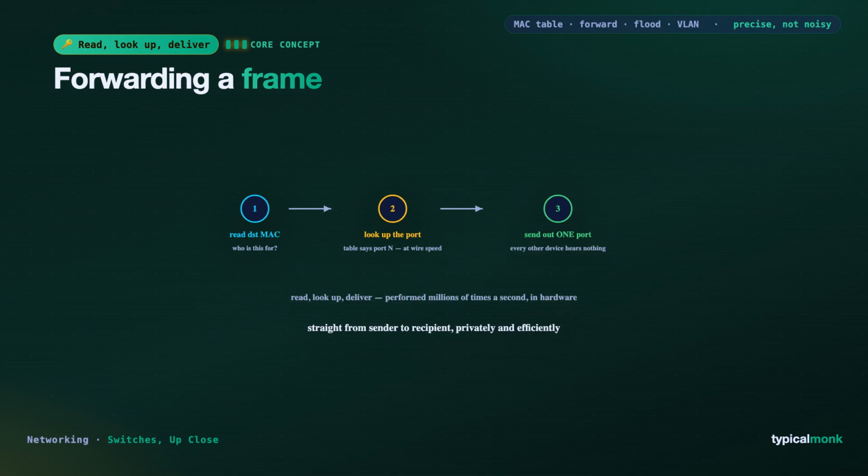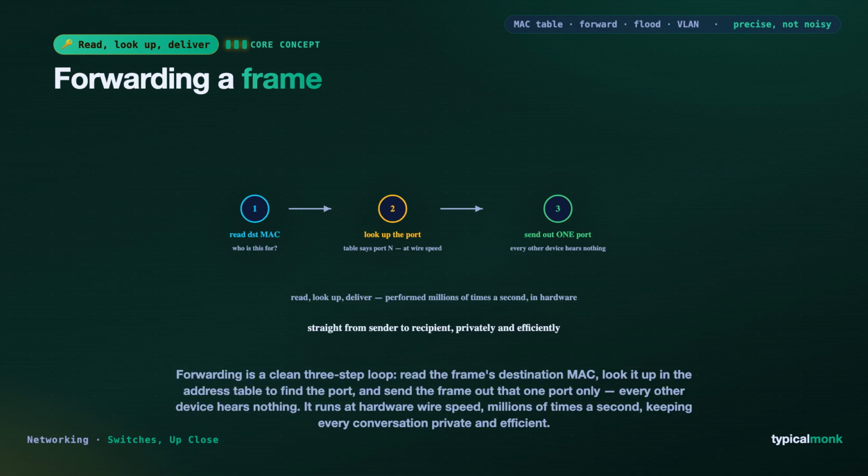Third, the switch sends the frame out that one port, and only that port. Every other device on the switch hears nothing of it. The frame goes straight from sender to recipient, privately and efficiently. Read the destination, look up the port, forward out one port. That is the whole job of a switch, performed millions of times a second, invisibly, for every conversation on your network. It is simple in principle and stunning in execution.